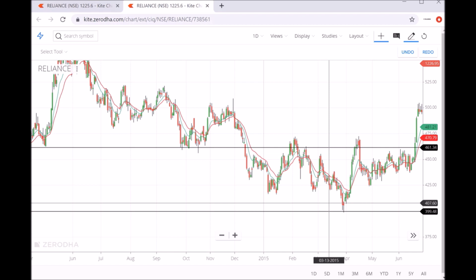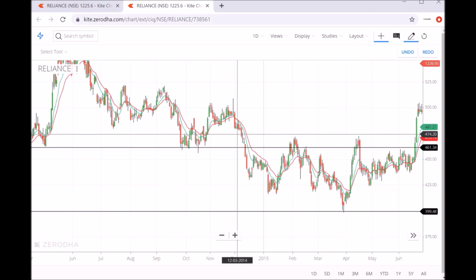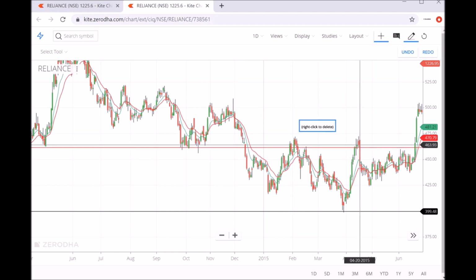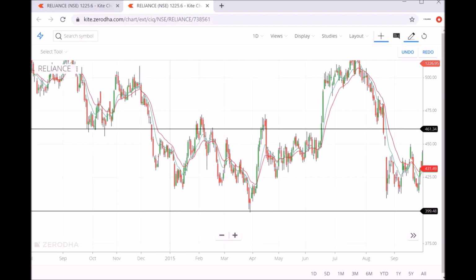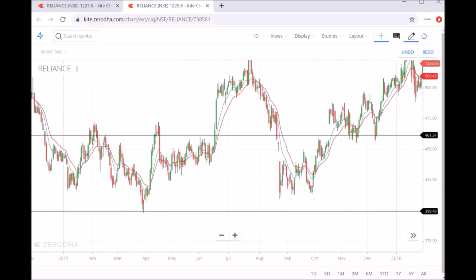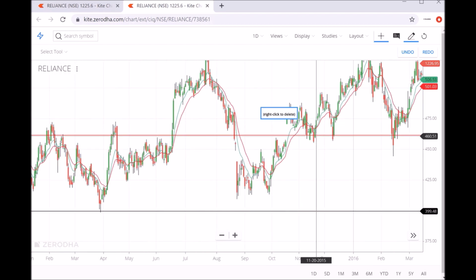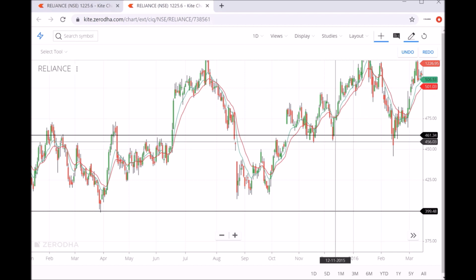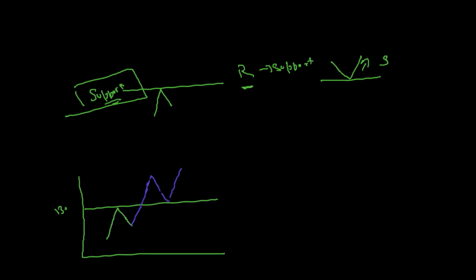So there is a resistance and a support. Our previous support becomes our resistance again, and then when we go into the future, it might have acted again in a similar manner. Here our resistance again became the support. So this is how the market works. This is how technical analysis works. This is the concept of support and resistance.